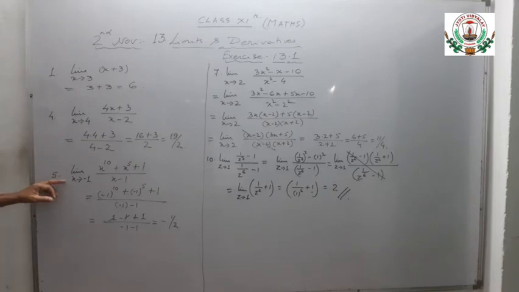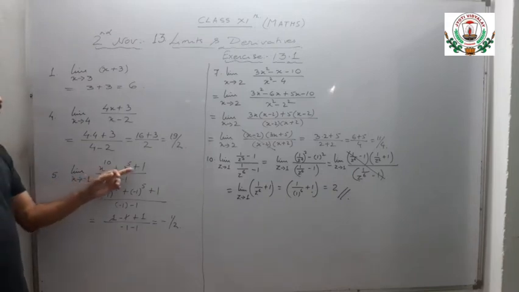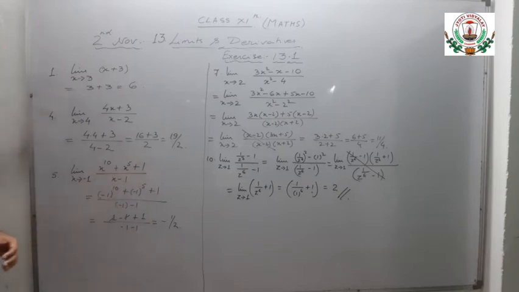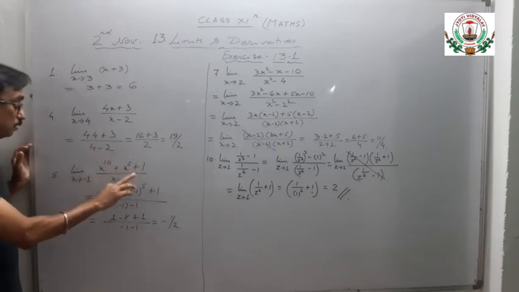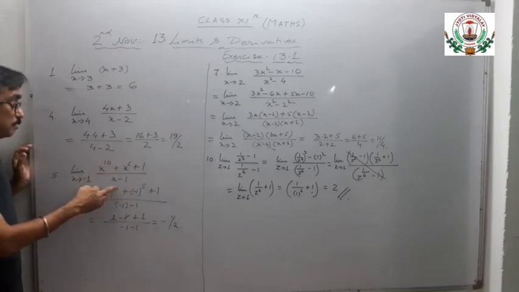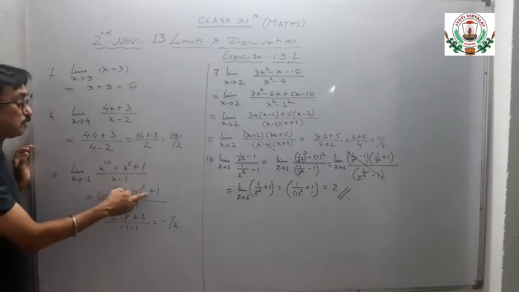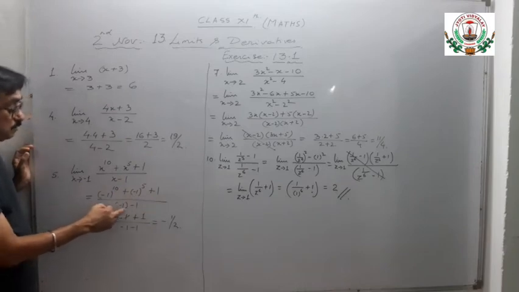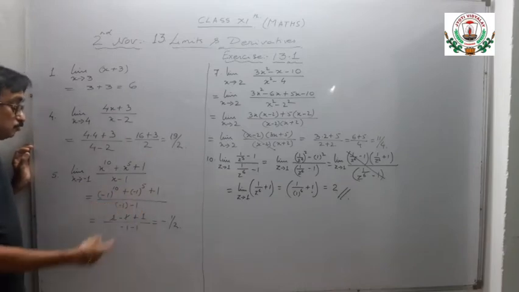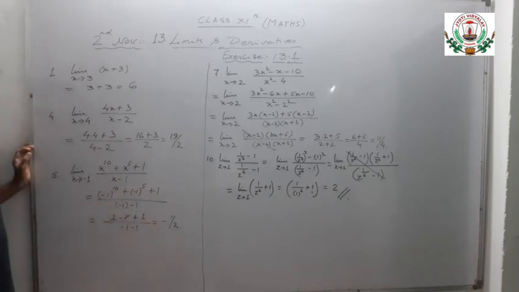The next question: limit x tends to minus 1, (x to the power 10 plus x to the power 5 plus 1) upon (x minus 1). It is also a function in the simplest form. So (minus 1) to the power 10 plus (minus 1) to the power 5 plus 1 upon minus 1 minus 1. After simplification we get minus 1 by 2 as the value of the limit.